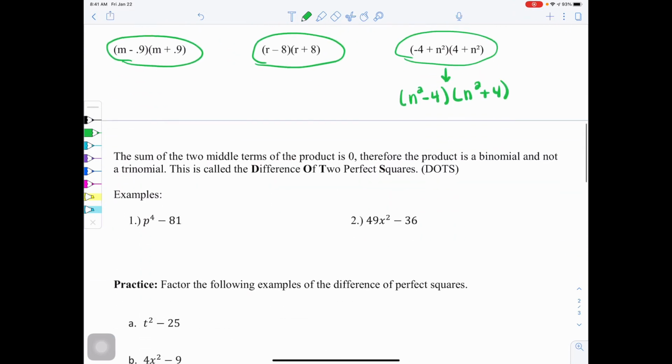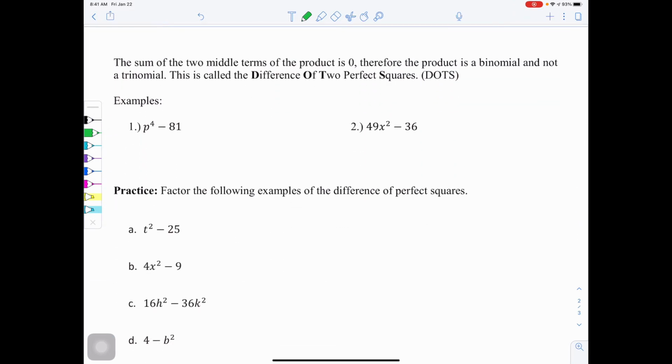So what are we getting at here? Well, the sum of the two middle terms of the product is 0. Therefore, the product is a binomial and not a trinomial. This is called the difference of two perfect squares, which we will refer to as DOTS. When this happens, I want to show you how you can factor quickly as soon as you recognize that it's a DOTS problem.